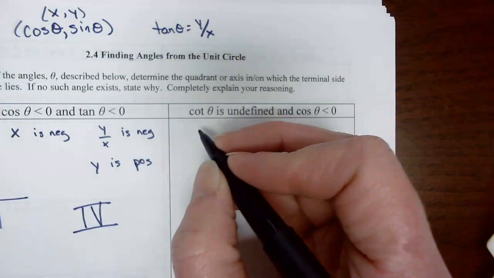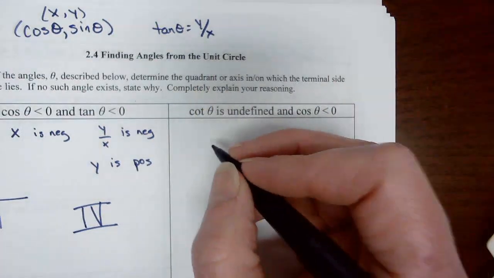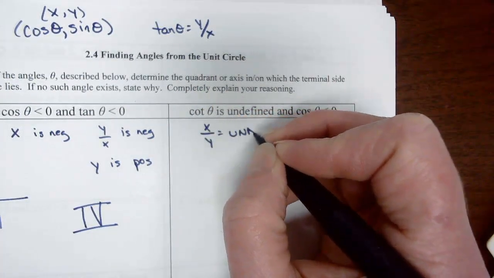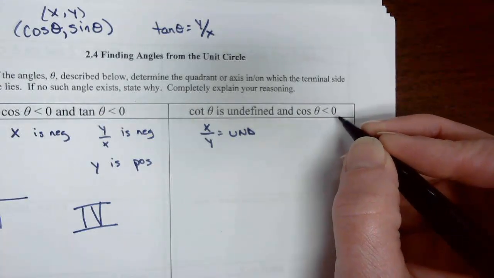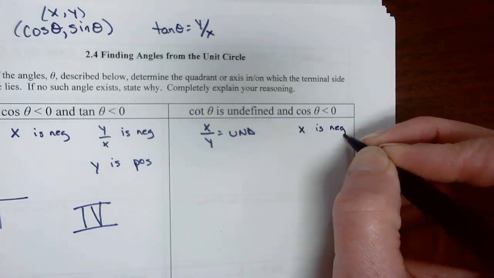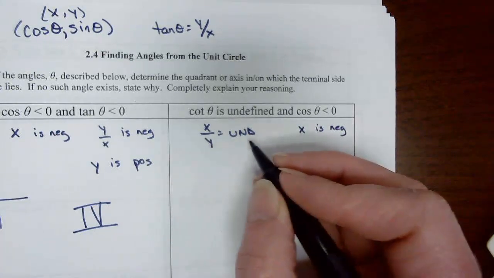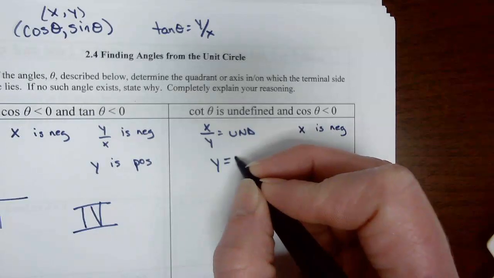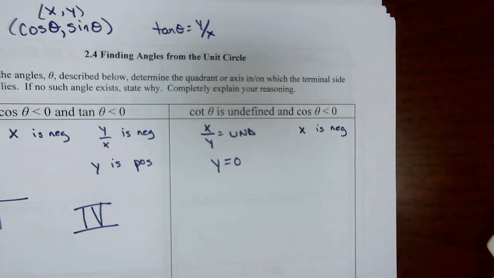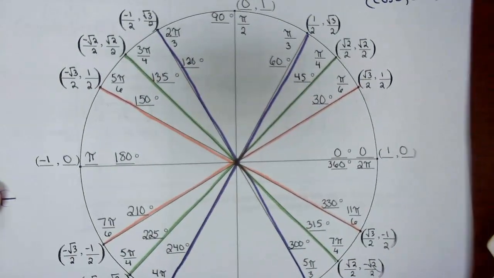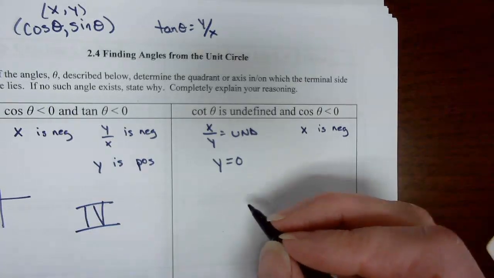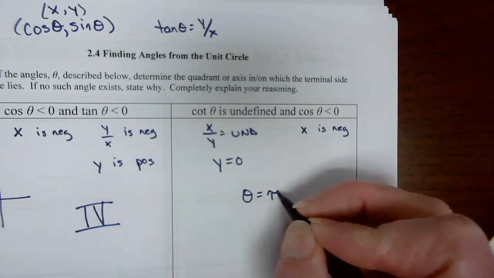Cotangent is undefined. So tangent is y over x. Cotangent would be x over y. And cosine is less than 0, so x is negative. So if x divided by y is undefined, then y is 0, and x is negative. That's actually occurring at one point. That's occurring when the angle is pi.